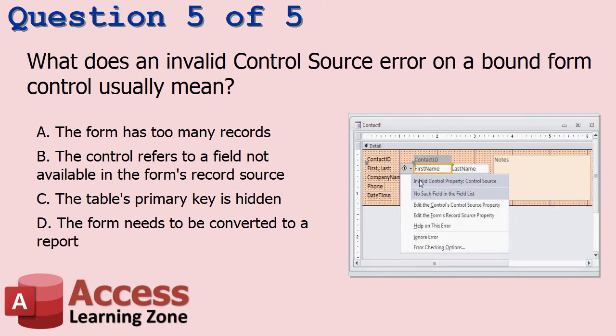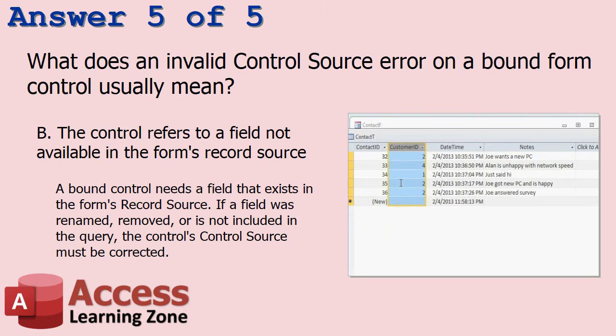Question 5. What does an invalid control source error on a bound form control usually mean? The form has too many records. The control refers to a field not available in the form's record source. The table's primary key is hidden, or the form needs to be converted to a report. That is B. The control refers to a field not available in the form's record source.